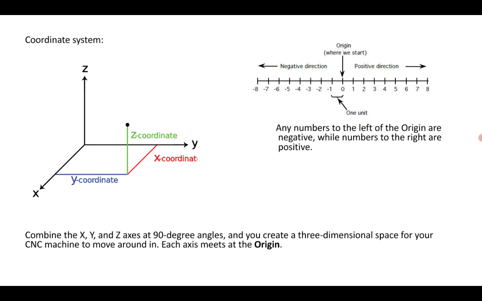Left of the 0 is treated as negative values or negative direction, and right of the 0 is treated as positive direction. So these three directions x, y, z combine at a 90-degree angle, and present a three-dimensional space for the CNC machine to move around in.